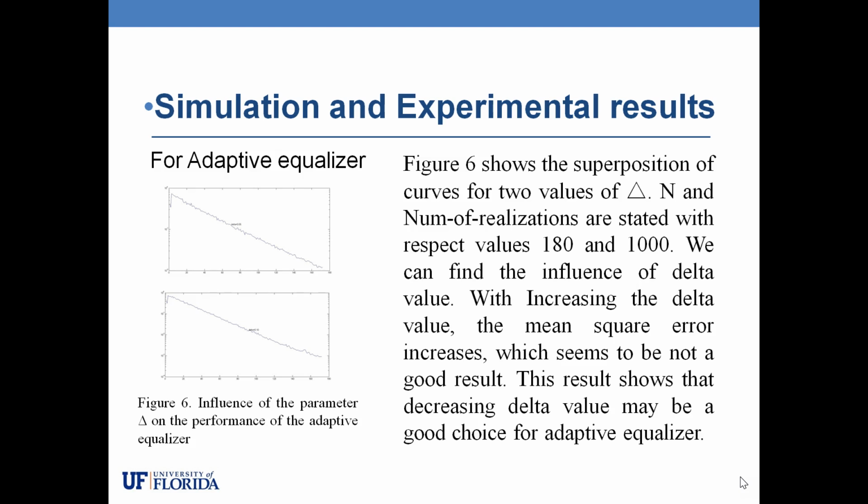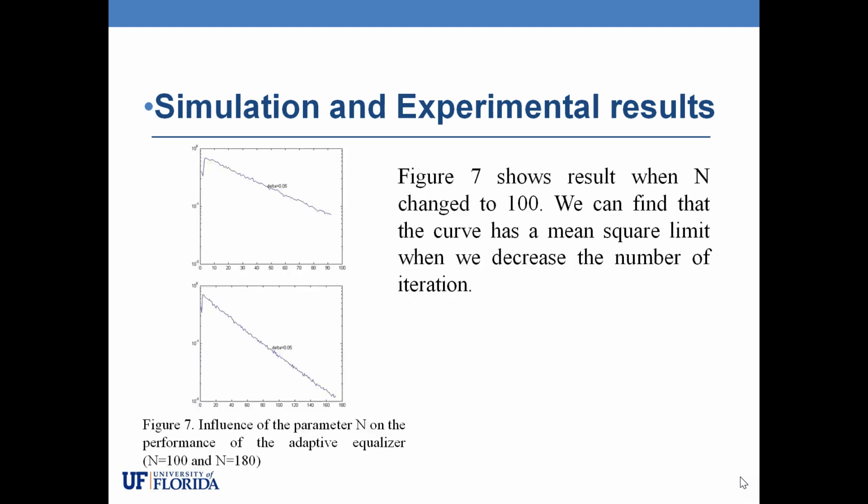N and number of realizations are set with respective values 180 and 1000. We can find the influence of delta value. With increasing the delta value, the mean square error increases, which seems to be not a good result. This result shows that decreasing delta value may be a good choice for the adaptive equalizer.